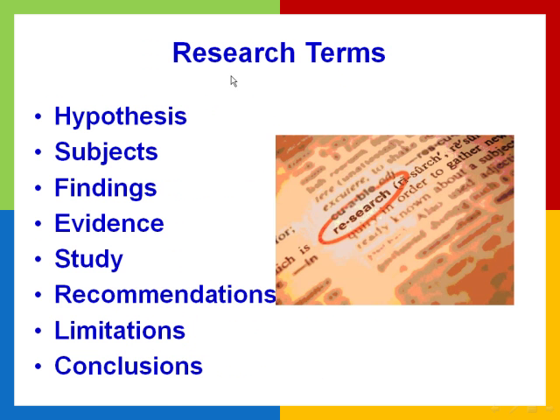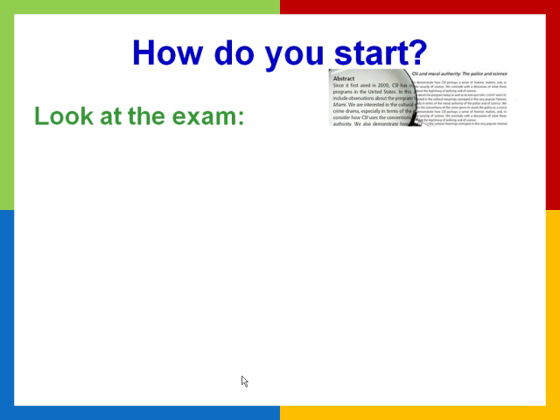Now let's review briefly some research terms. Very often in your texts you can find references to hypotheses, subjects, in Hebrew nechkarim, findings or results. Evidence usually refers to numbers, figures that you need to give. Study is usually the research itself. Recommendations can be found towards the end, where the writer gives us advice or suggestions what should be done or shouldn't be done. Limitations and conclusions, all of these you can again look up in your research, in your resource center.